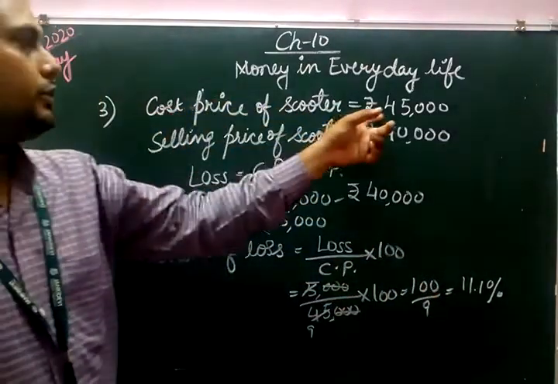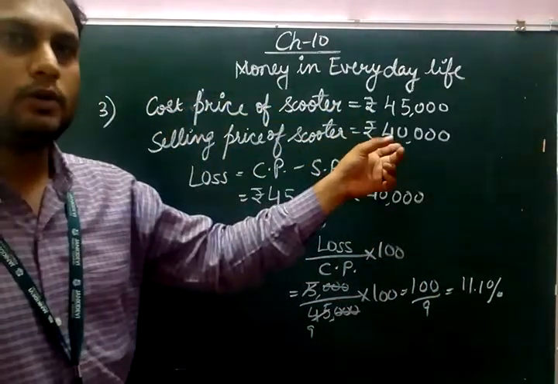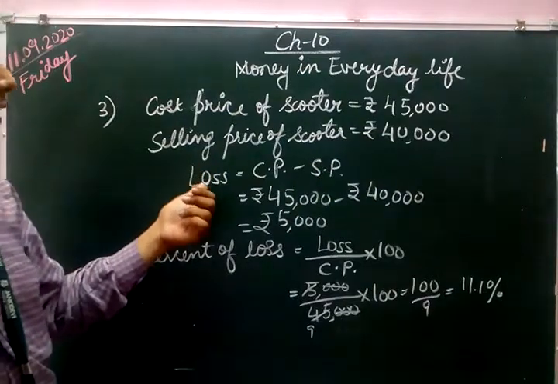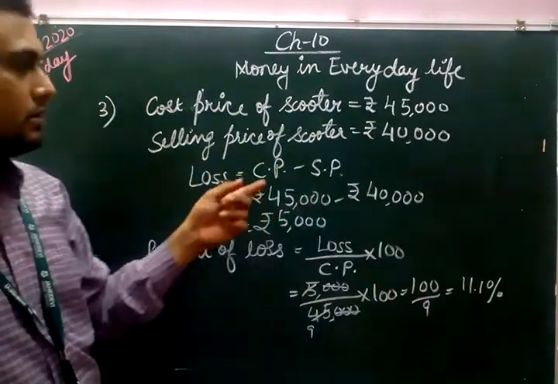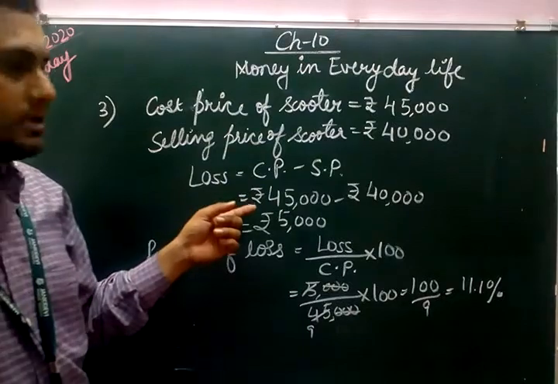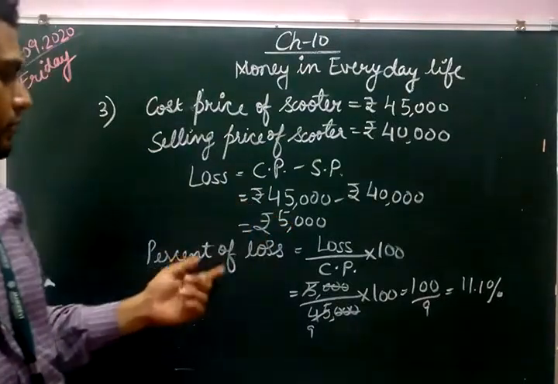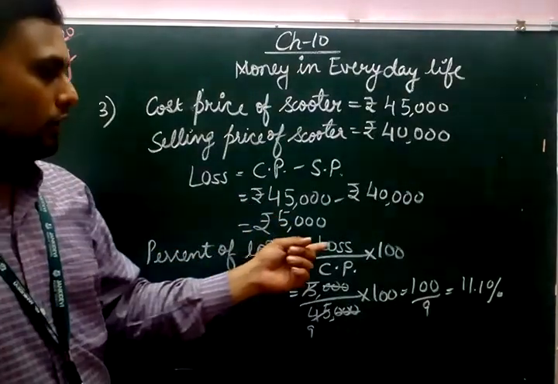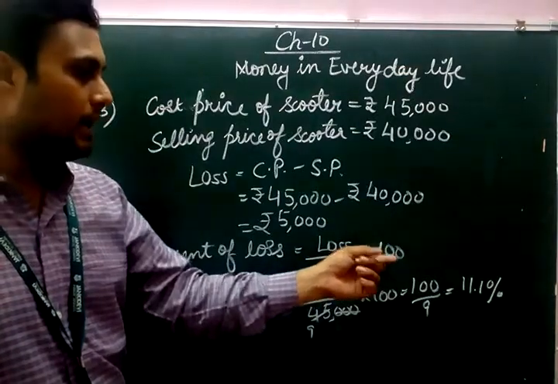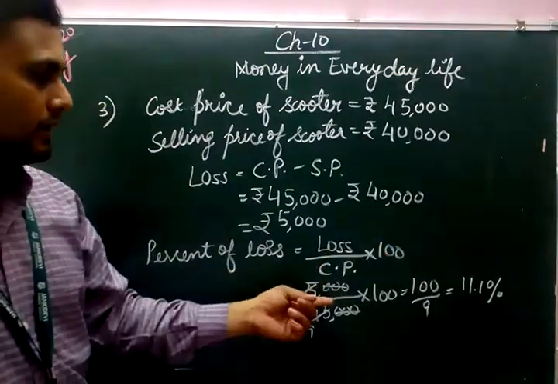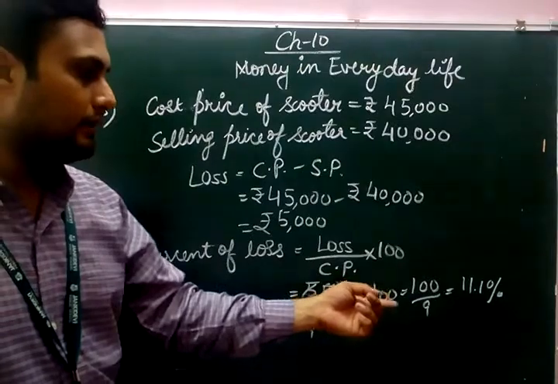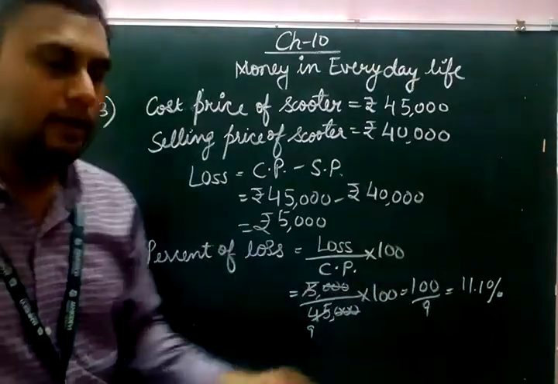Cost price is given to you. Selling price is given to you in the question. You have to find the loss: cost price minus selling price. You have to subtract both quantities. Then you get the answer 5,000. You have to use percent of loss, loss divided by cost price multiplied by 100. What is the loss? 5,000 divided by 45,000 multiplied by 100. You get the answer 11.1%.